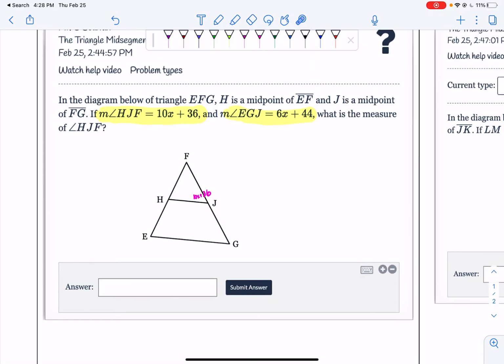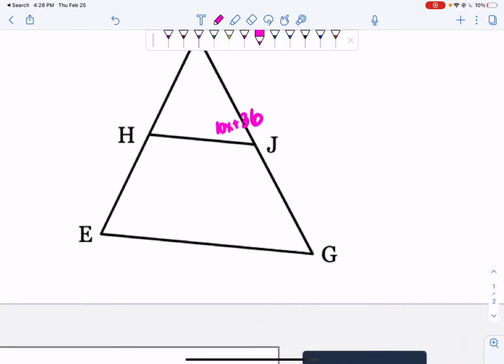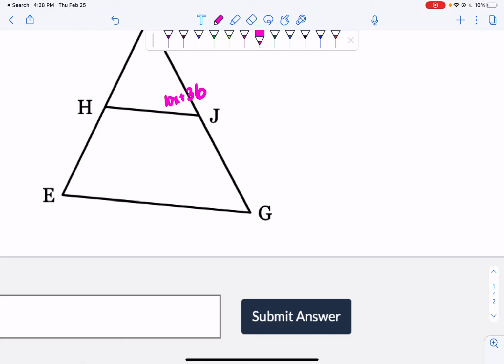Now, angle EGJ. So I start at E, go to G, end at J. So my angle is going to be right at G. I'm going to put a 6x plus 44. Let's hope I finish this video before my iPad dies.